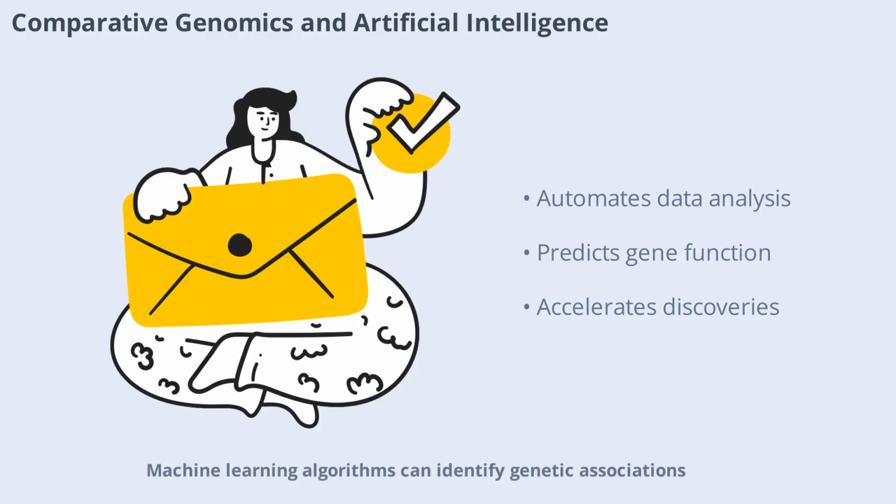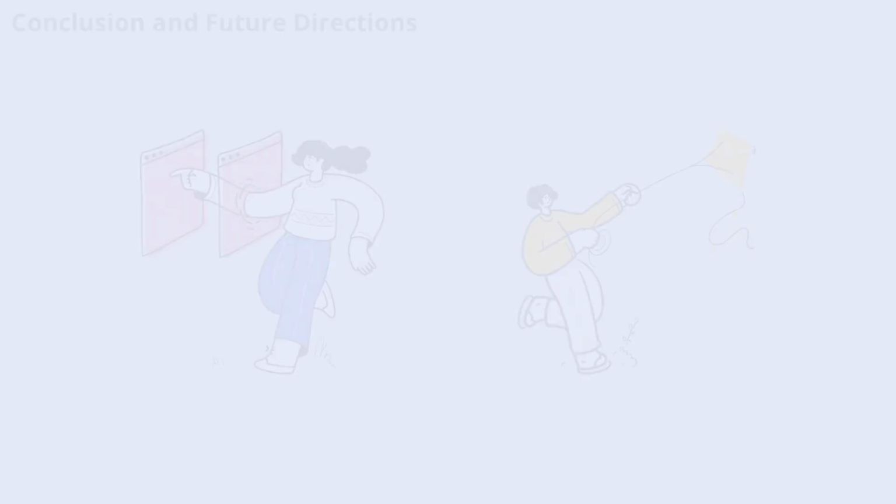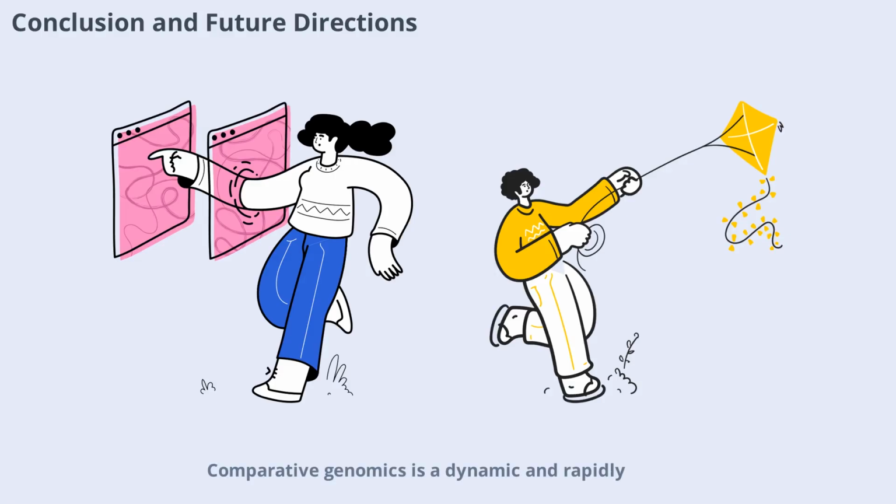Machine learning algorithms can identify genetic associations, predict gene function, and accelerate discoveries, making genomics research faster and more efficient than ever before. Comparative genomics is a dynamic and rapidly evolving field with far-reaching applications in science, medicine, agriculture, and beyond. As technology advances and more genomes are sequenced, the potential for new discoveries continues to grow.